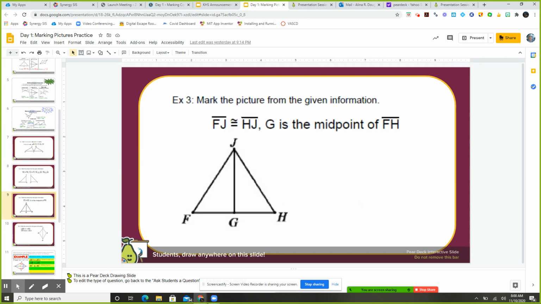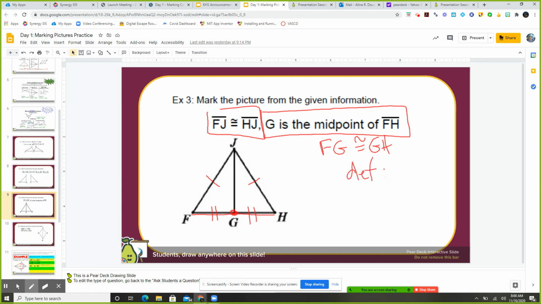Okay, so go on to slide 9. FJ and HJ. And then G is the midpoint of FH. So FG is congruent to GH because of the definition of midpoint.